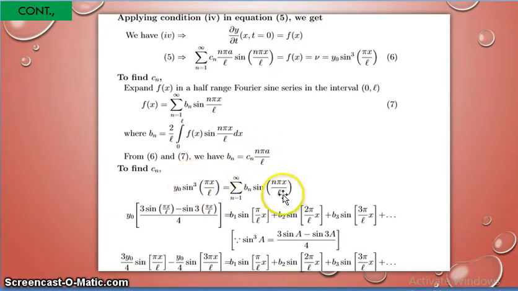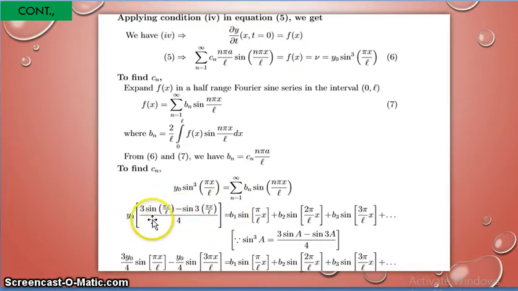So replace the bn value, then replace the f of x value. Here, don't use Bernoulli's formula. Why? Because on both sides we must get the sine functions. So we know the formula for sin 3a. What is sin 3a? 3 sin a minus 4 sin cube a. For 4 sin cube a, we get minus 3 sin a. So divided by 4, we get 3 sin a minus sin 3a, whole divided by 4.